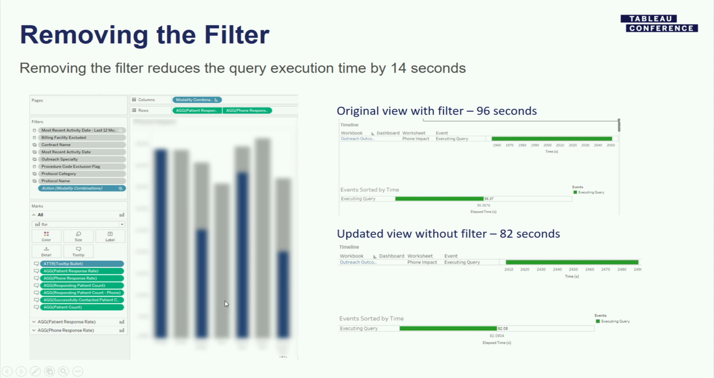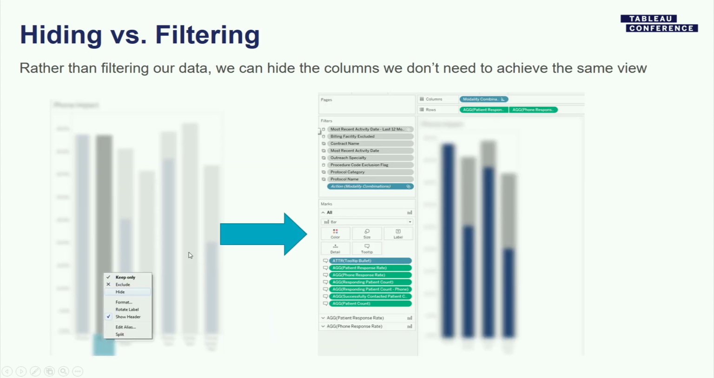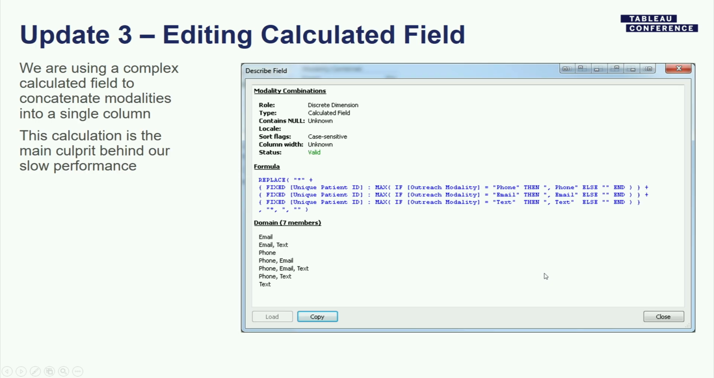So we can hide all the ones we don't want to see. It ends up looking, oh, here we go, right-click, hide. It ends up looking exactly the same to the end user, but it has saved us 14 seconds. As a quick tip, if you ever want to get them back, you can right-click and say show all, kind of like in Excel. So that saved us a bit.